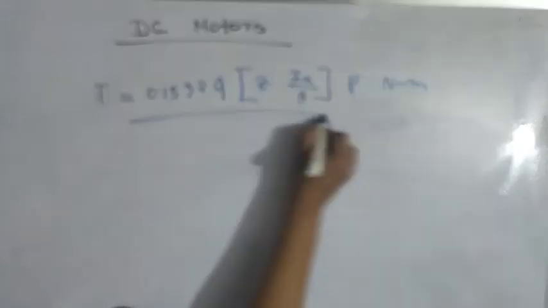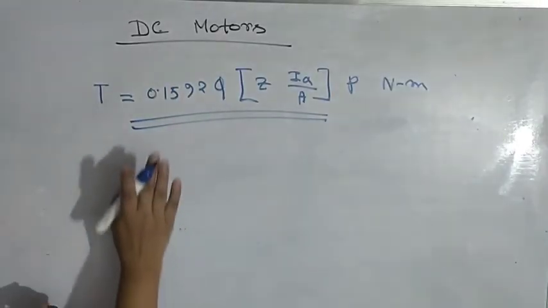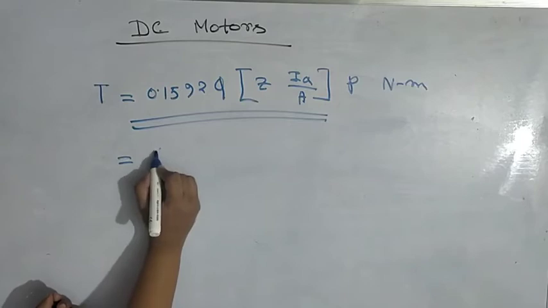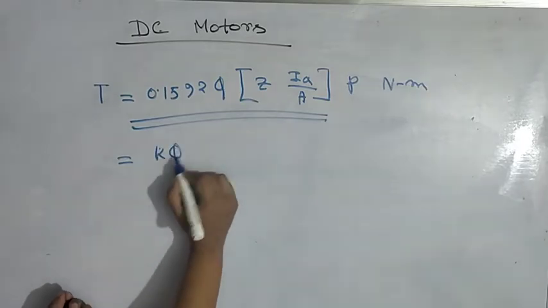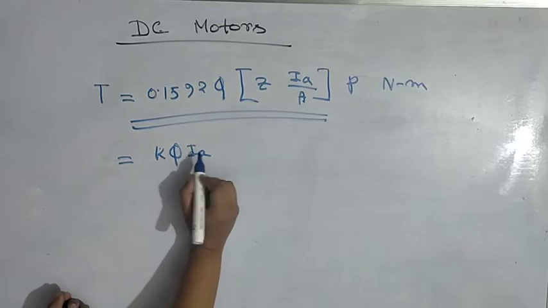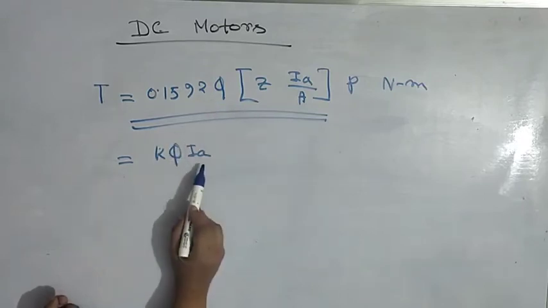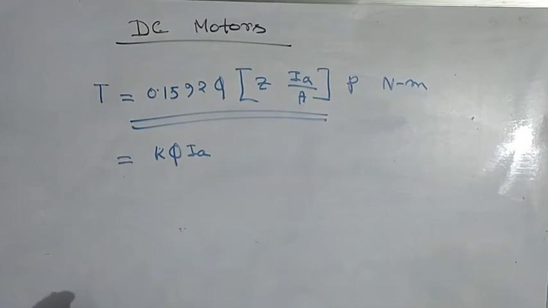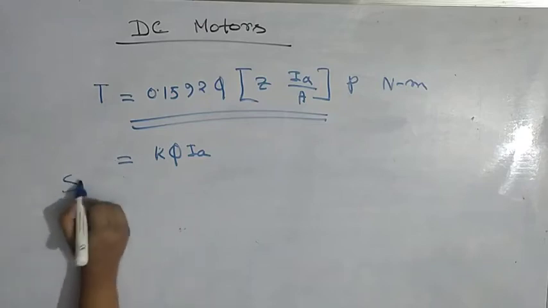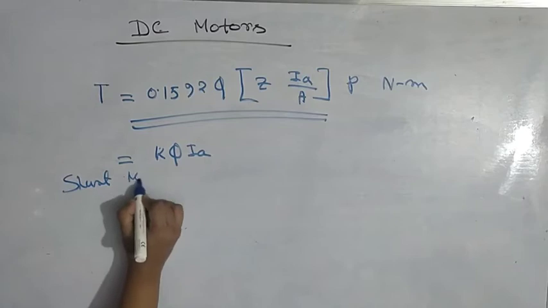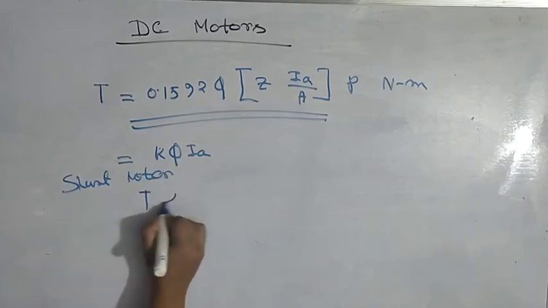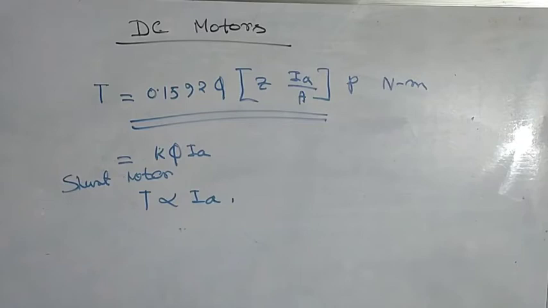You all know this equation. Okay, you have studied it. Now we can write T equals K into Φ into Ia, because apart from flux and armature current, all the other parameters are constant. So for a shunt motor, the flux Φ is constant for a constant supply voltage. Therefore, the torque for a shunt motor is proportional to Ia.